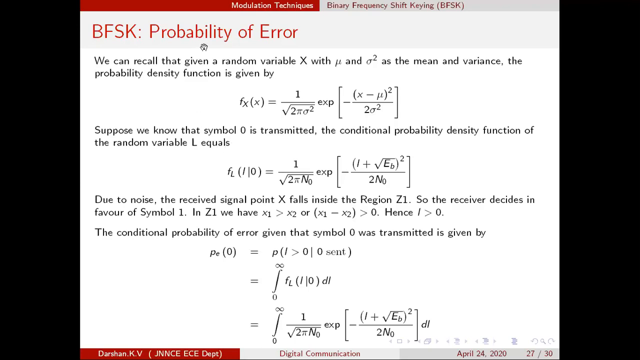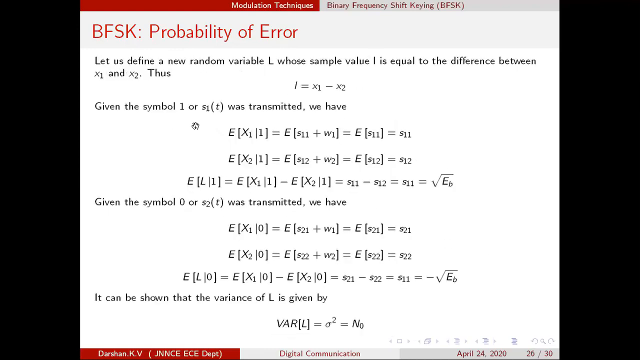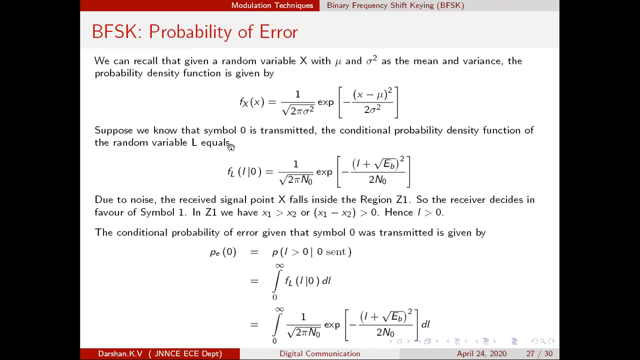What we are doing, we need to find out the probability of error. So yes, we will try to find out the probability of error. Now what we will do is, let us have this equation. Suppose 0 has been transmitted. You know which symbol has been transmitted. 0 has to be transmitted.